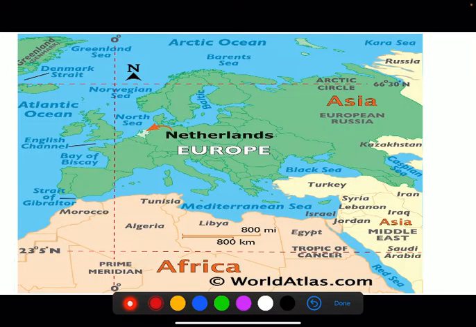So this is the location of the Dutch. I told you, this is Europe, we discussed in the map. This is Europe, and this is Western Europe, Portugal, and this is Netherlands. Today it is known as Netherlands.